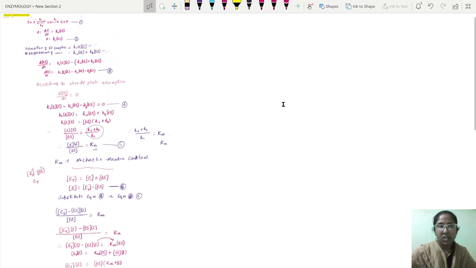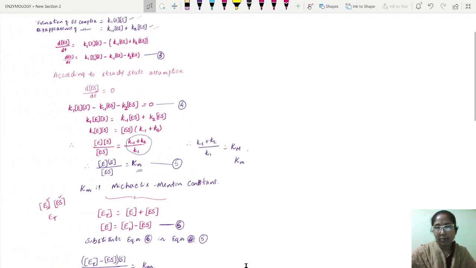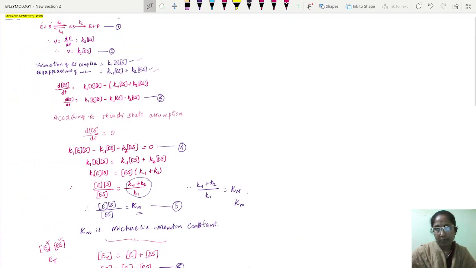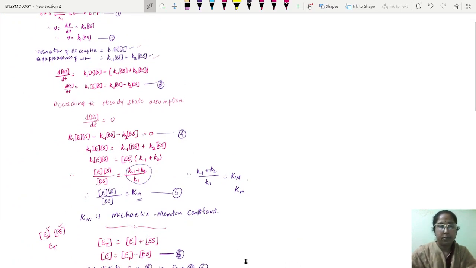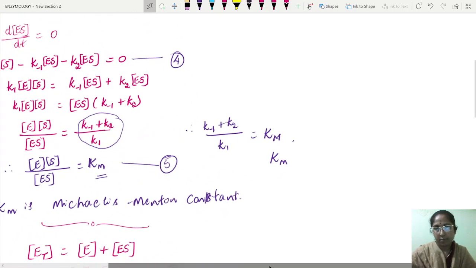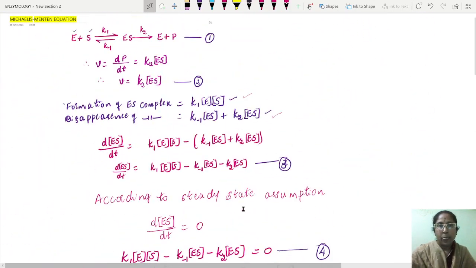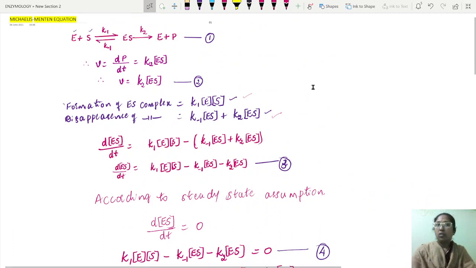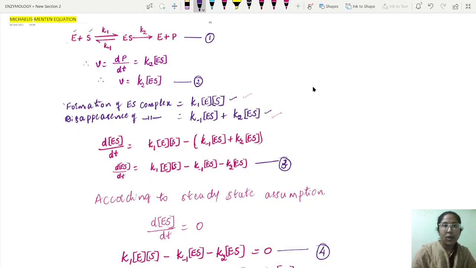I'm summarizing the session once again. Initially, let us assume that whenever the enzyme molecule reacts with the substrate, it forms an ES complex, and eventually it breaks down to enzyme and product. Let us consider this as equation number 1. The formation of the product mainly depends on the concentration of the ES, and it's a first order reaction.